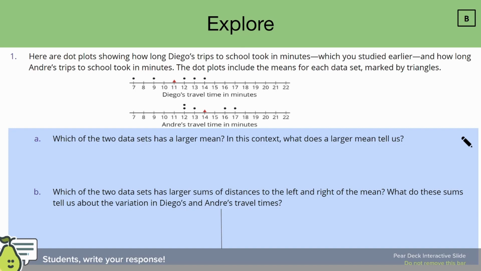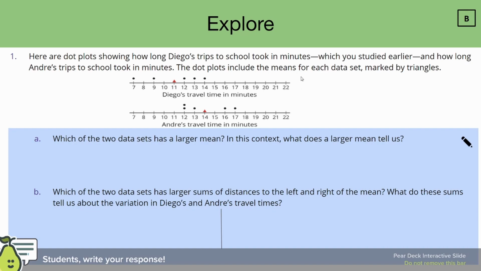Alright, welcome back. So let's read and see what we have here. It says, here are dot plots showing how long Diego's trips to school took in minutes, which you studied earlier, and how long Andre's trips to school took in minutes. The dot plots include the means for each data set marked by triangles.